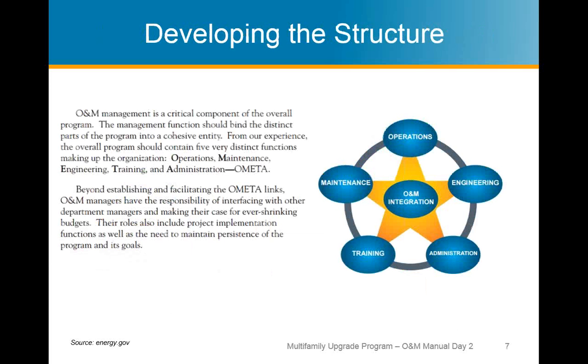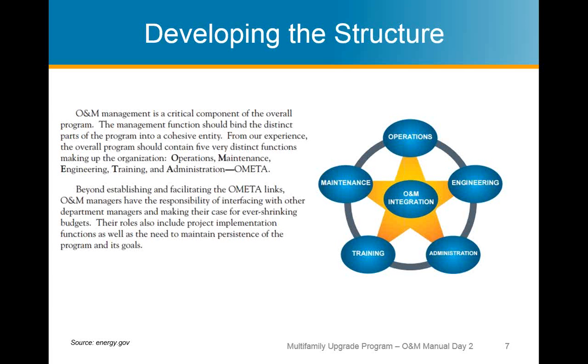That really is summed up nicely in this slide from the energy.gov website, where they talk about the overall whole building healthy maintenance approach, and they break down 5 key distinct functions that make facilities maintenance function. They identify operations, maintenance, engineering, training, and administration. And within that, the O&M manual is a critical key part to keep that being a well-oiled machine and something that everyone can rely on, because beyond establishing and facilitating links between those 5 categories, what the O&M manual is helping to do is to have department managers make their case in the face of ever-shrinking budgets that they have to deal with over and over again as the years go by and the annual budgets get set.